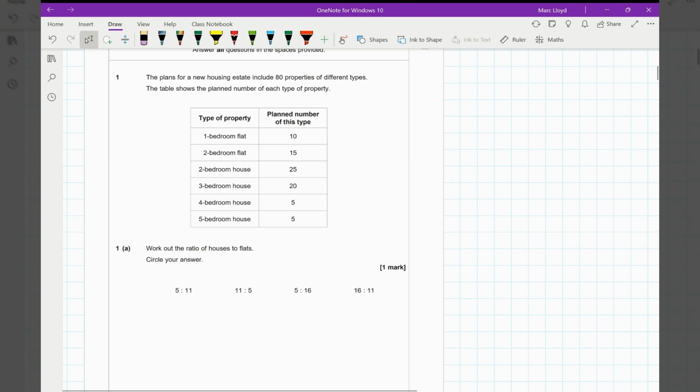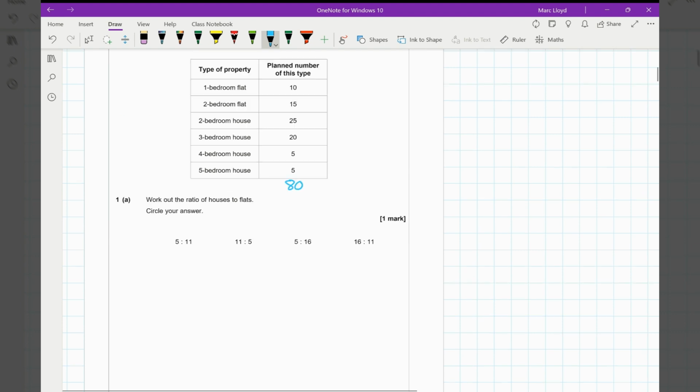So question 1, the plan for a new housing estate includes 80 properties of different types. The table shows the planned number of each type of property. Work out the ratio of houses to flats. So anybody should be able to do that. I've just realised I don't actually have my calculator right next to me. So I'm just going to get that right now because all we're going to do is add those values. Okay, so we've got 25 flats. Didn't need the calculator for that, but it's always best to use it. And then actually 80 take away 25 is 55. So 25 plus 20 plus 5 plus 5 gives us 55.